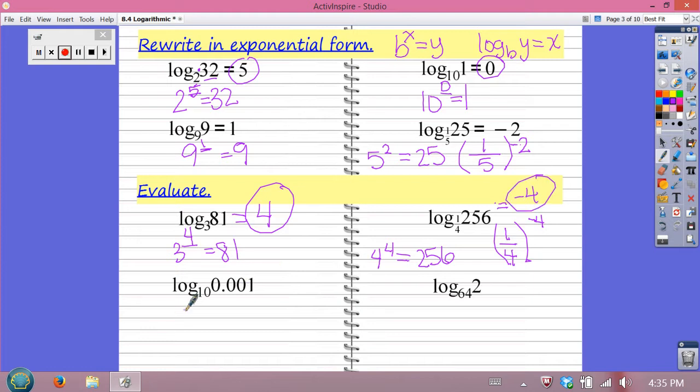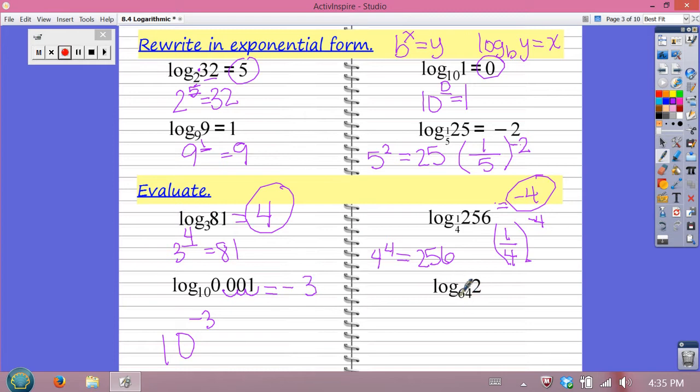Next question. 10 to the what power is 0.001. These ones I kind of like to look back at scientific notation, but you can do it the way we have been doing it. Since it is a decimal, I'm just going to say 1, 2, 3. Oh, we have to go back 3 spots. 10 to the -3rd power is 0.001, so this answer is -3.